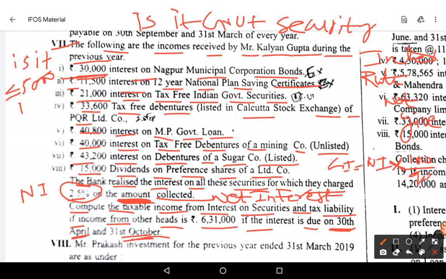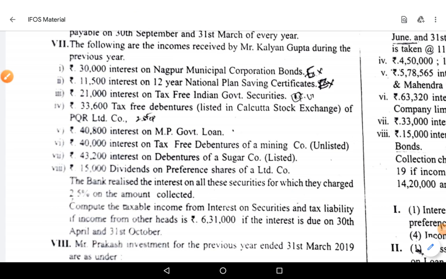If it is a government security, whatever interest is given is gross interest. If it is less than 5000 rupees, then whatever interest amount is given, that is gross interest. No need to gross up in that case. Okay, so let us see the question once again.